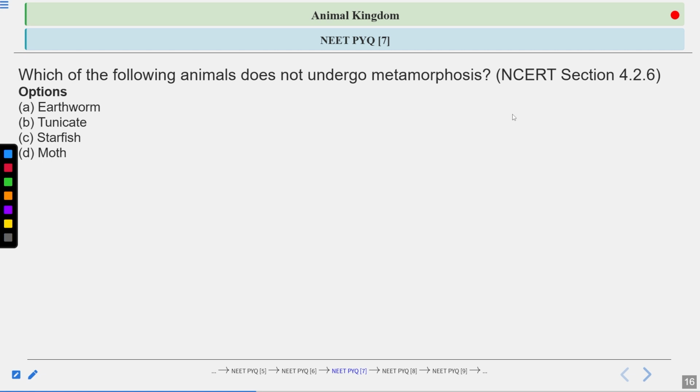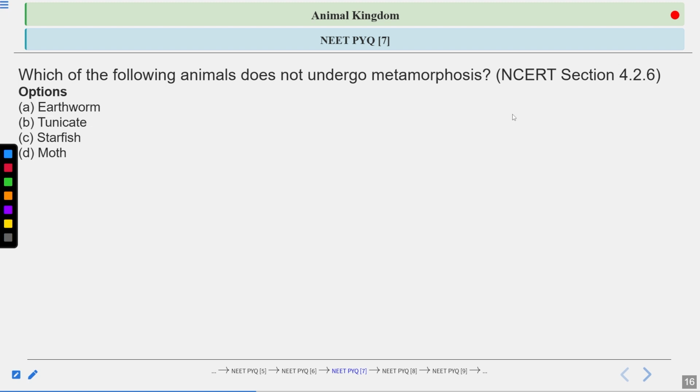Does not undergo metamorphosis. NCERT section 4.26. This question is coming from this section. Does not undergo metamorphosis. Options are as follows. A. Earthworm. B. Tunicates. C. Starfish. And D. Moth.